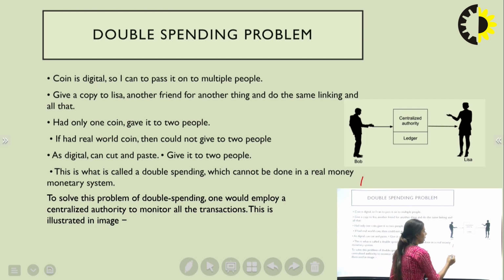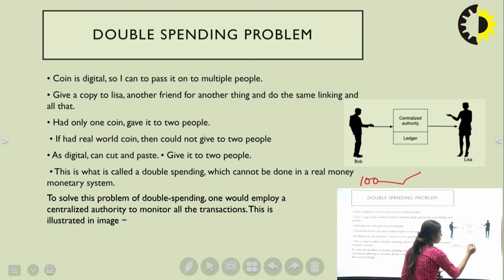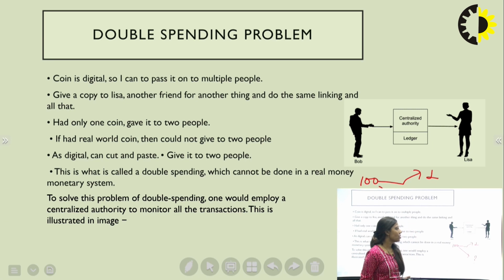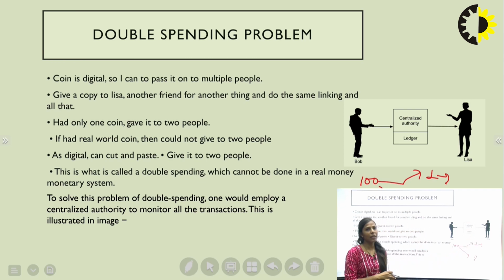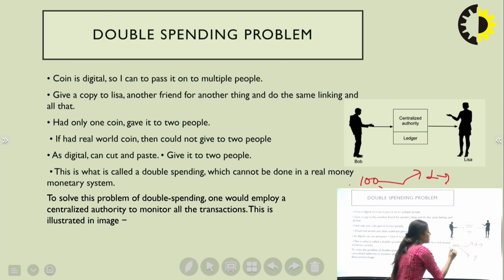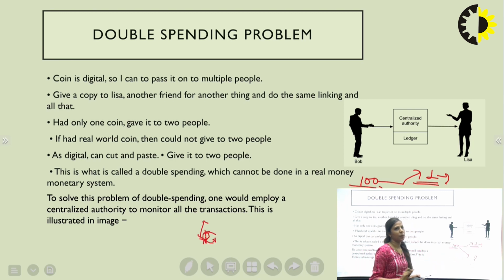For example, if I have 100 rupees and I have transferred it to one person, how could I transfer it to another person? The central authority keeps a track record: if I have transferred the 100 rupees to one person, it records that in the ledger, with the details that I transferred these 100 rupees to this person. Now I don't have a sufficient amount to transfer to the next person. It will validate and verify the amount details.